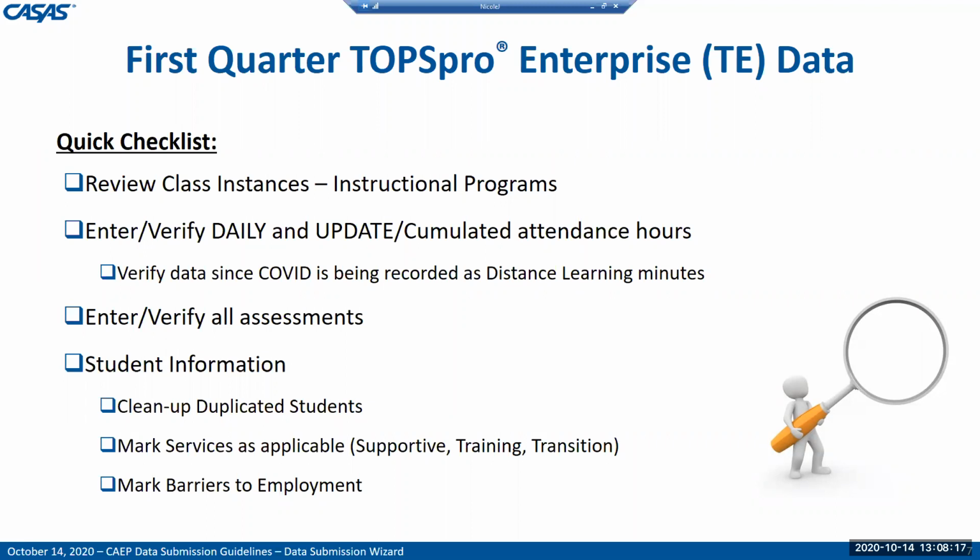And then cleaning up student information, making sure you don't have any duplicated students, marking any services if applicable, that includes supportive, training, and transition, and then marking any barriers to employment. If any of your students have outcomes, this may be a little too early in the year to have outcomes, but in that off case, you can enter any outcomes for students.